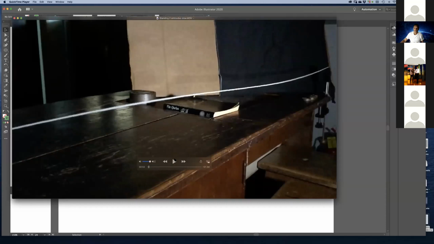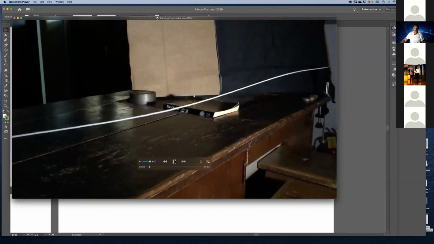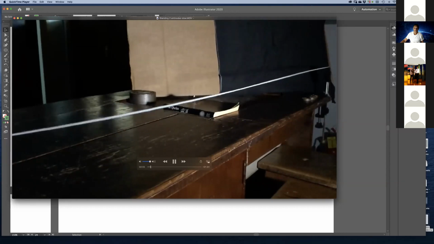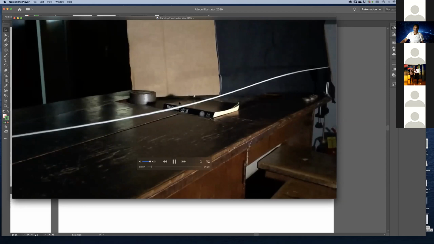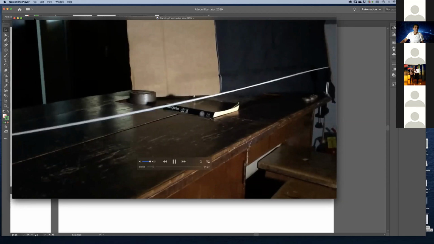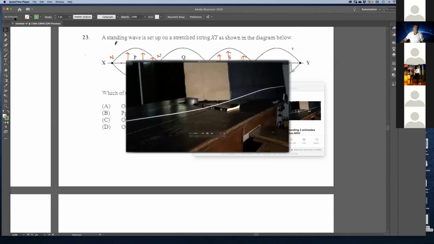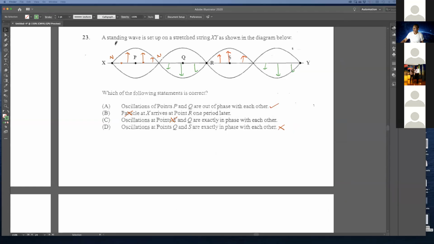We good? You can see it? Yes, sir. That's 180 degrees out of phase. All right, we clear?